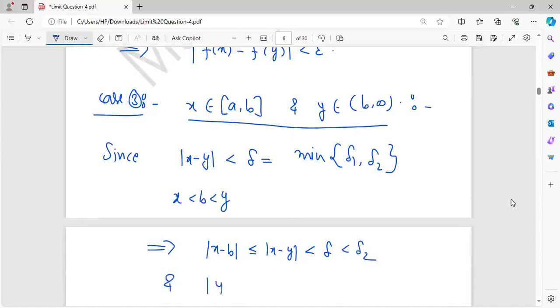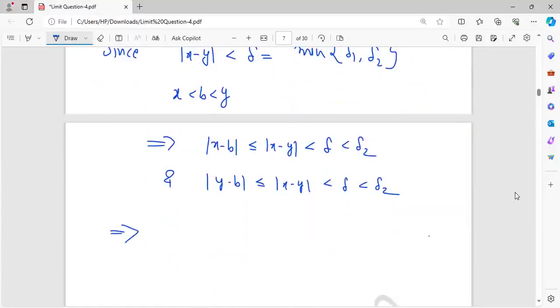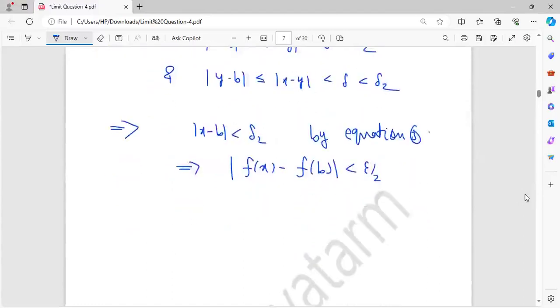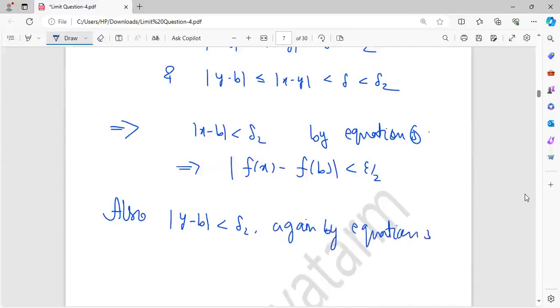And |y−b| is also less than |x−y|, which is less than delta. So we have this one. It means |x−b| is less than delta 2. This implies |f(x) − f(b)| is less than epsilon by 2, by equation 3. Also, we have |y−b| less than delta 2. Again, by equation 3, |f(y) − f(b)| is less than epsilon by 2.